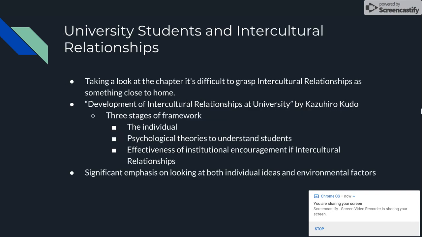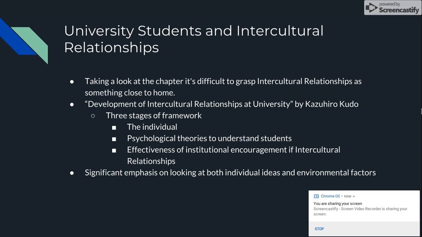So we're going to be looking at a study by Kazuro Kudo. The entire thing is called Development of Intercultural Relationships at University, a three-stage ecological and person in context conceptual framework. Essentially, it took these three stages of framework that are listed here, and it decided to ask the question, why does university life really promote this idea of friendships and intercultural friendships?